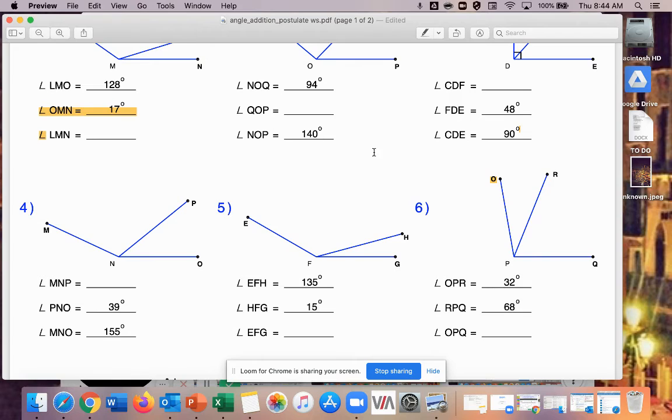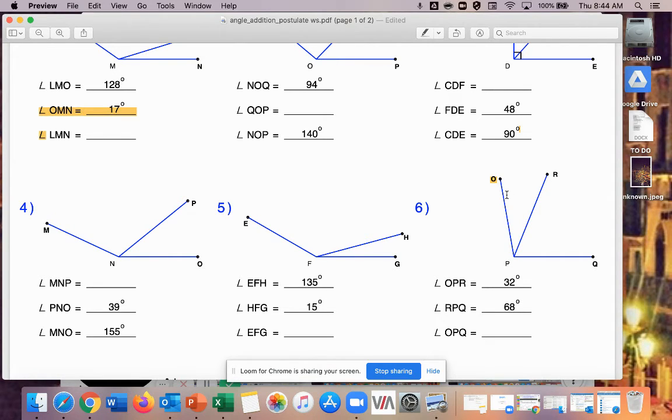Hopefully you were able to solve these. For this one, we're trying to find this section, MNP. We're given PNO, and we know the total, which is MNO. When we have the total, we subtract the section we're given. So 155 minus 39, and you should get 116 for MNP. Then if we look at EFH, we've got 135. We're given HFG, this other section. So we're given one section plus another section, and we need to find the whole. You add them together, and you should get 150.